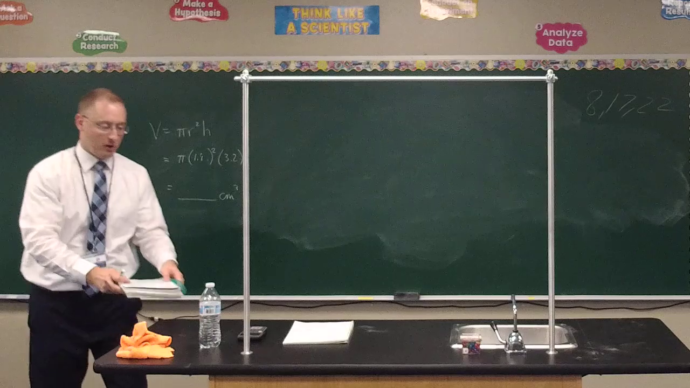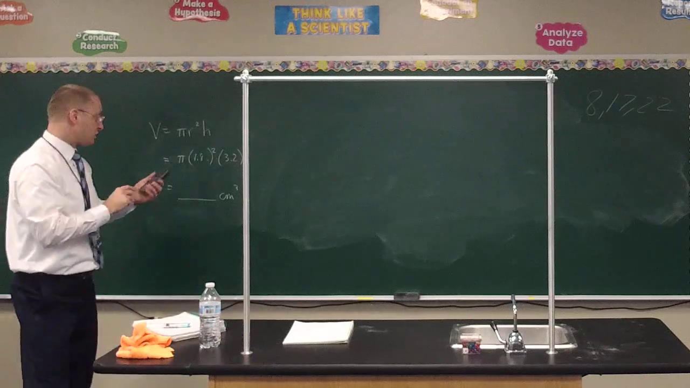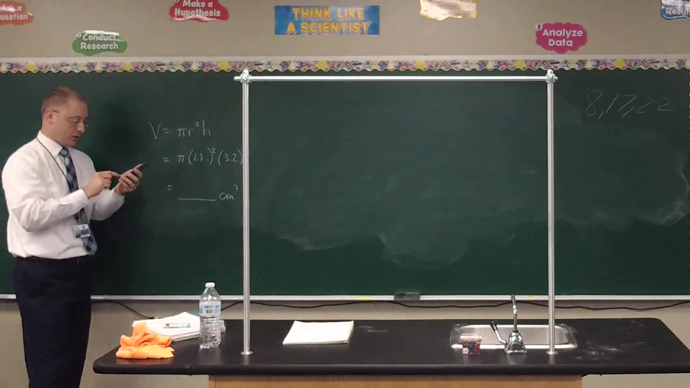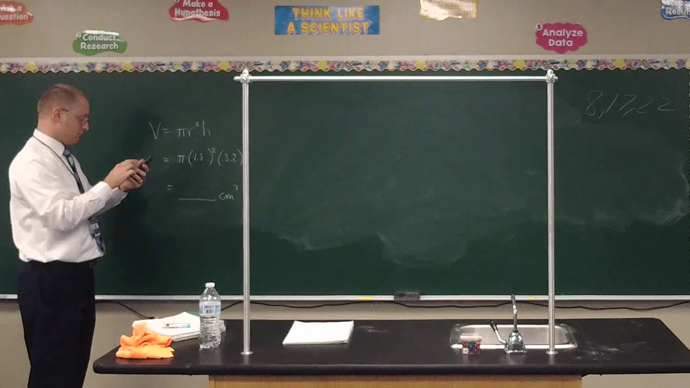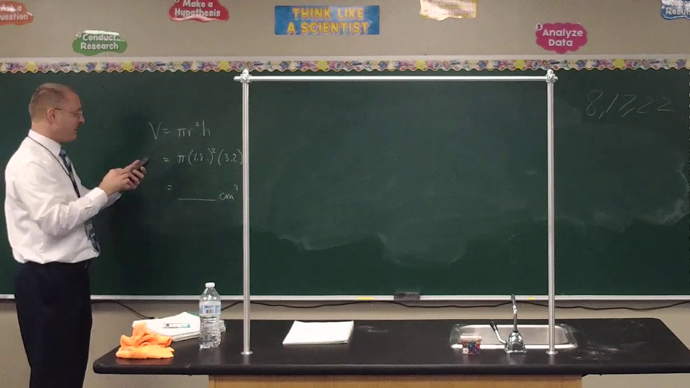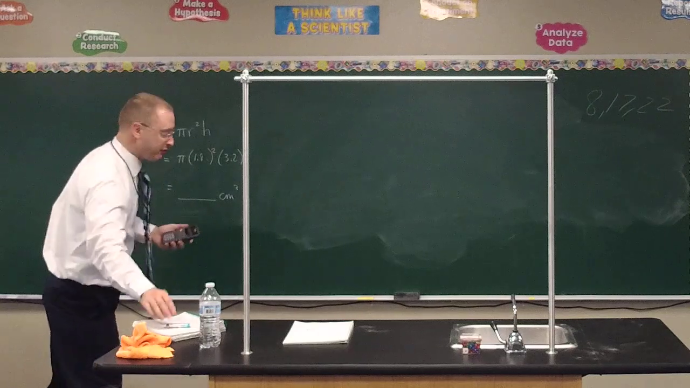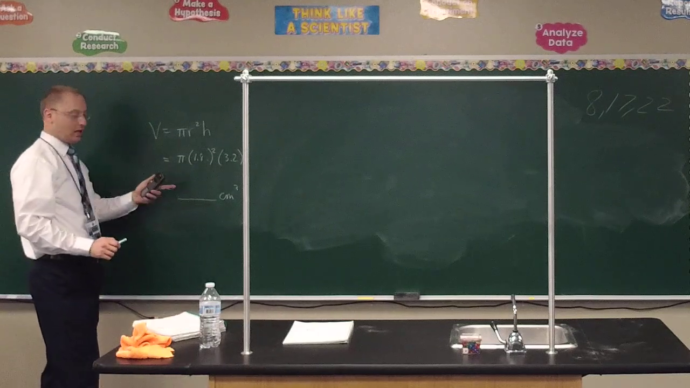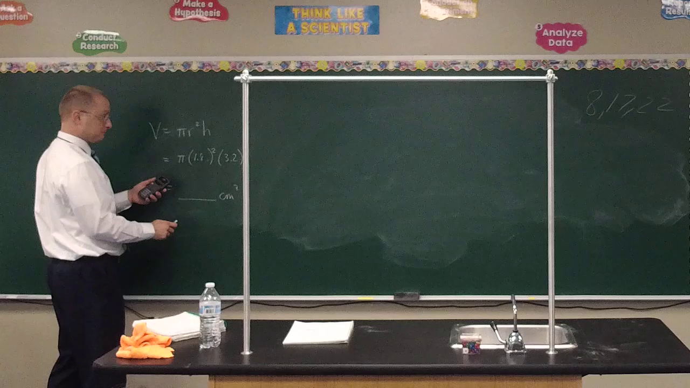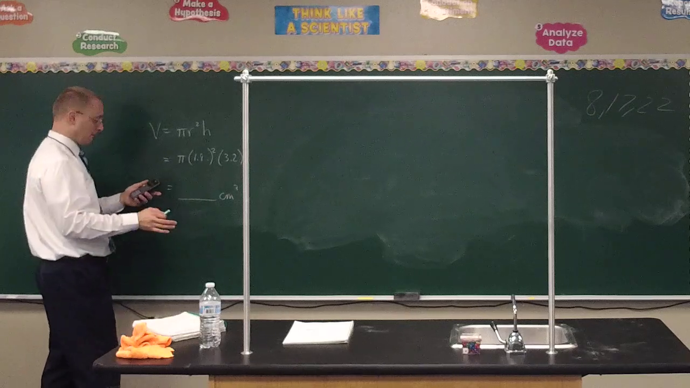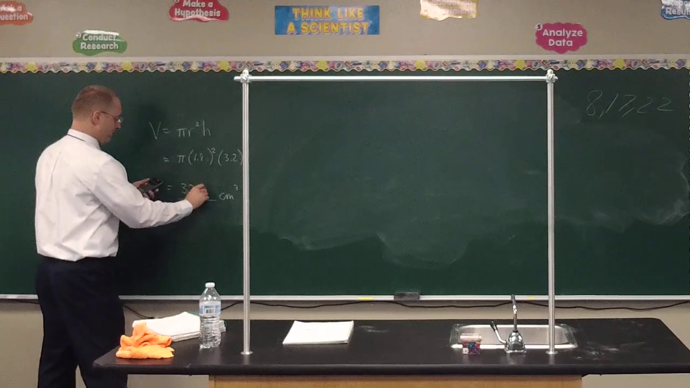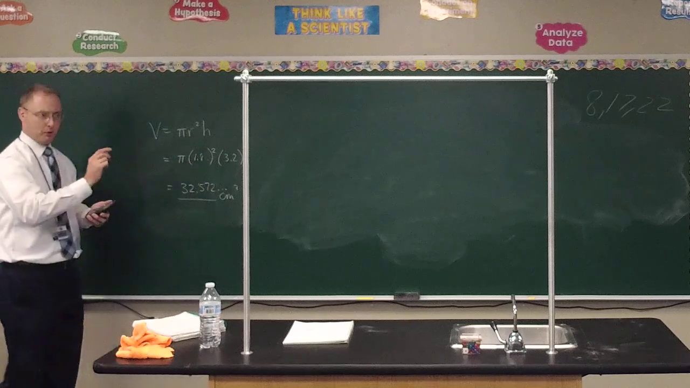All right, so pretty straightforward on the calculator. I would start with the 1.8 squared, order of operations. 1.8 squared. Let's try that again. 1.8 squared. There we go. Times 3.2 times pi equals, and what is the volume, that first number we had to find, class? 32.572, blah, blah, blah, okay?